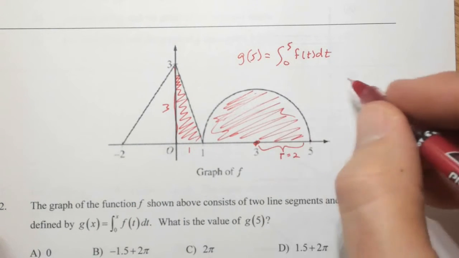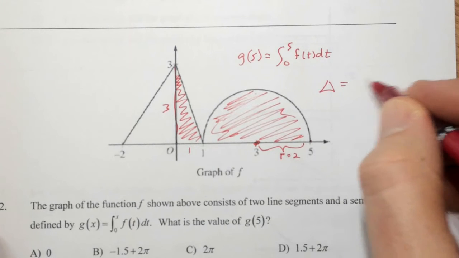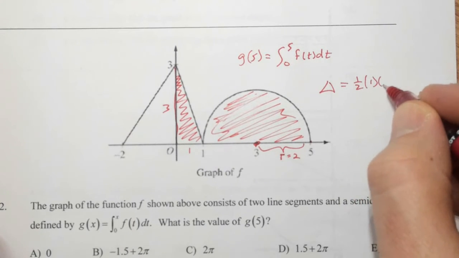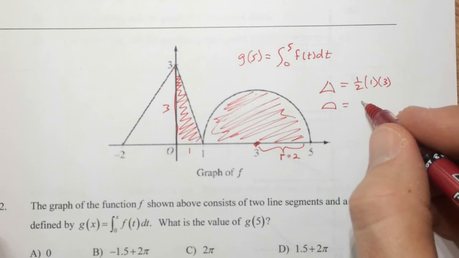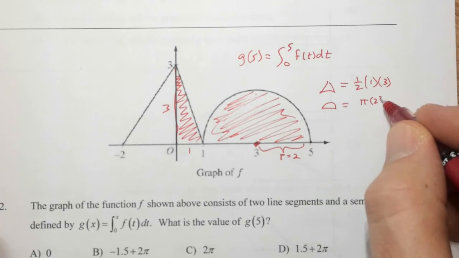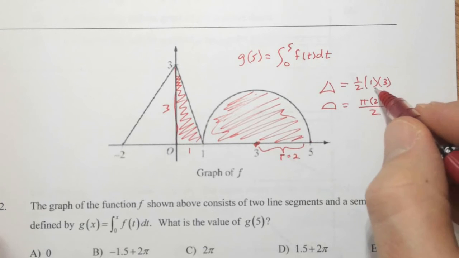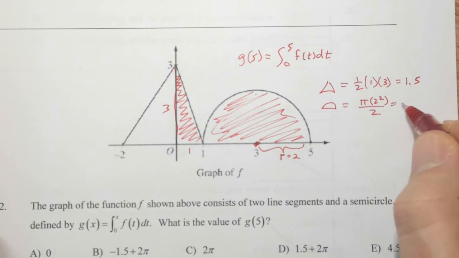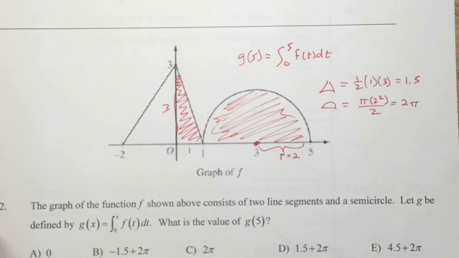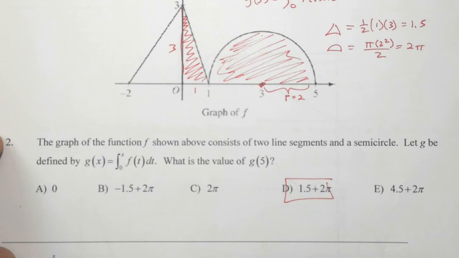All right, so the triangle, that's going to give us an area of 1/2 times 1 times 3. And the semicircle, we know is pi r squared over 2, so it's pi times 2 squared over 2. So this is 1.5, and this is 2 pi, so we're looking for 1.5 plus 2 pi, and once again, our answer is going to be D.